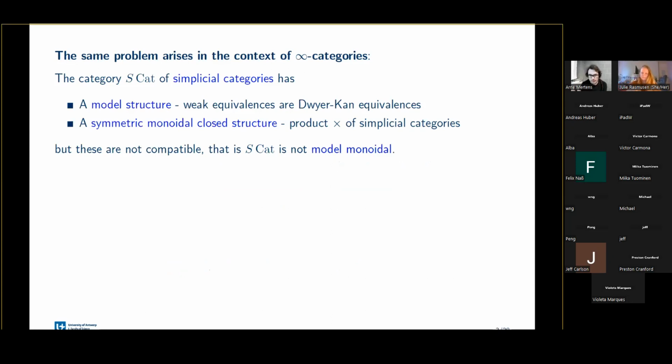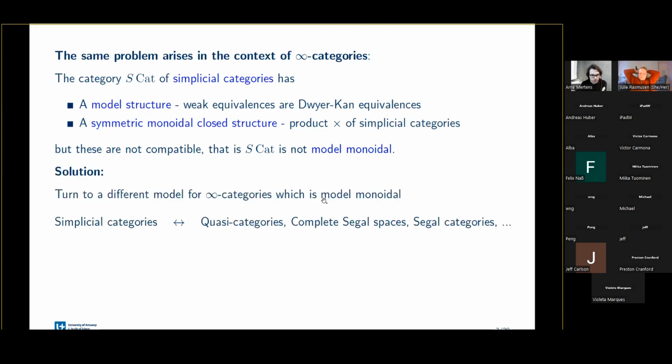So again, these things have a model structure. The equivalences are given by the Dwyer-Kan equivalences. This is the work of Julie Bergner. They also have a symmetric monoidal structure, which is the product of simplicial categories. But again, these are not compatible. The category of simplicial categories is not model monoidal.